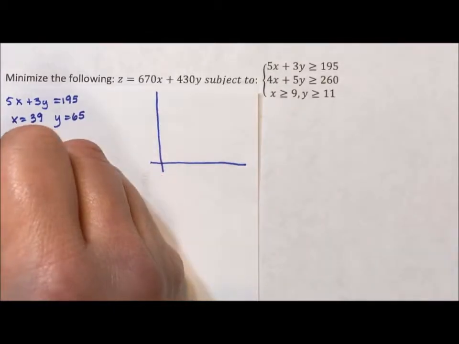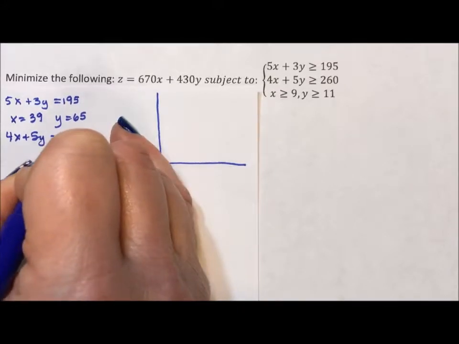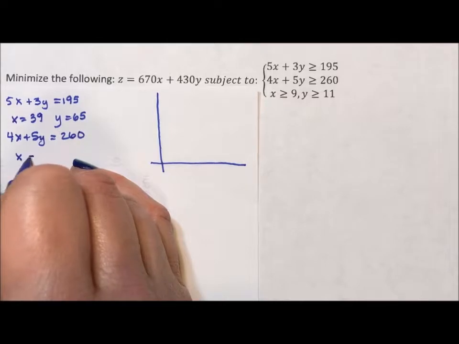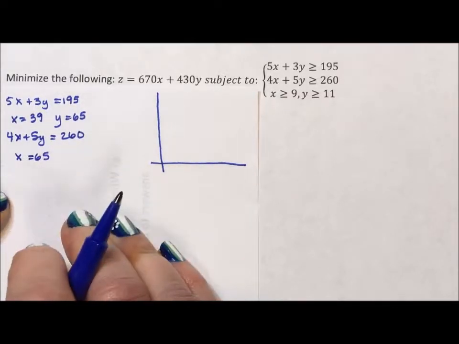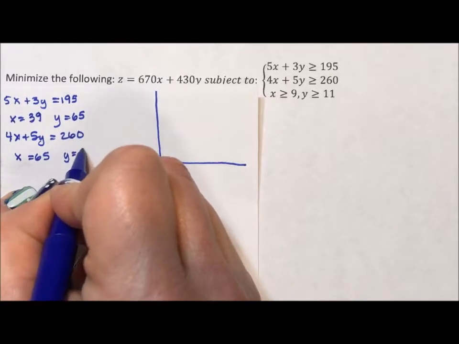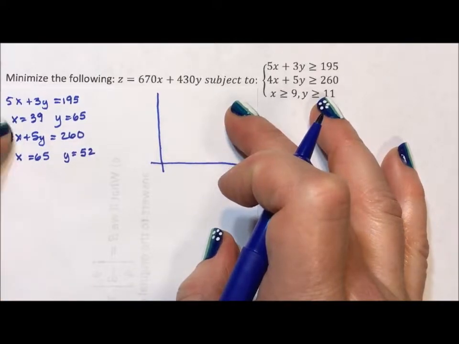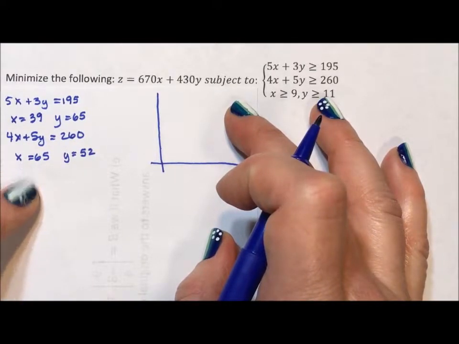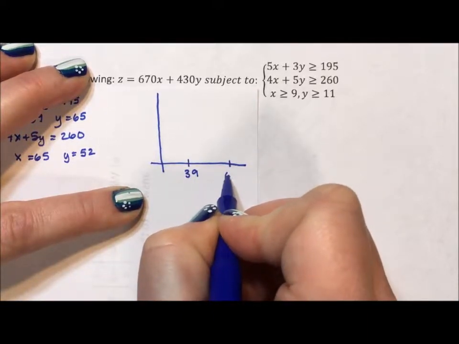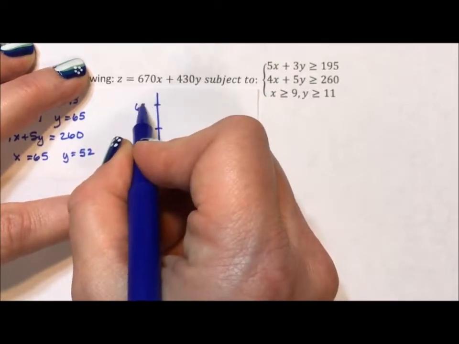For my second line, I have 4x plus 5y equals 260. If I set y equal to 0, then x is going to equal 65. And if I set x equal to 0, then y is going to equal 52. Okay, so then what I'm going to do is plot these points, but I'm not going to worry about scale. So I'm going to have a 39 and a 65. I'm going to have a 52 and a 65.